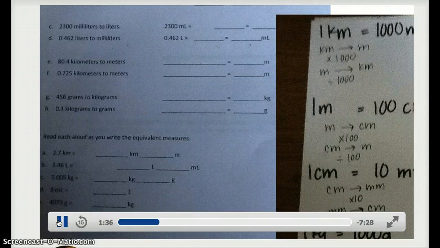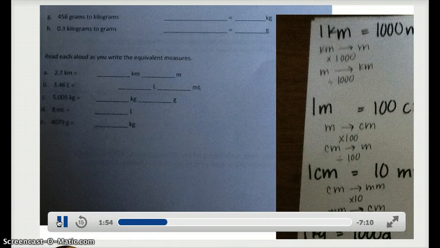Then we have 725 thousandths kilometers to meters. Kilometers to meters, again, we're going to multiply by 1,000. That's 3 decimal points to the right. 1, 2, 3 to get 725 meters.